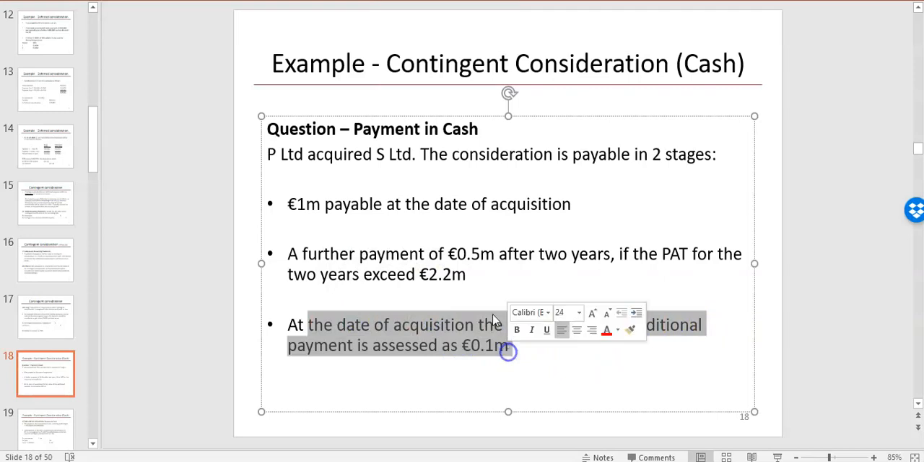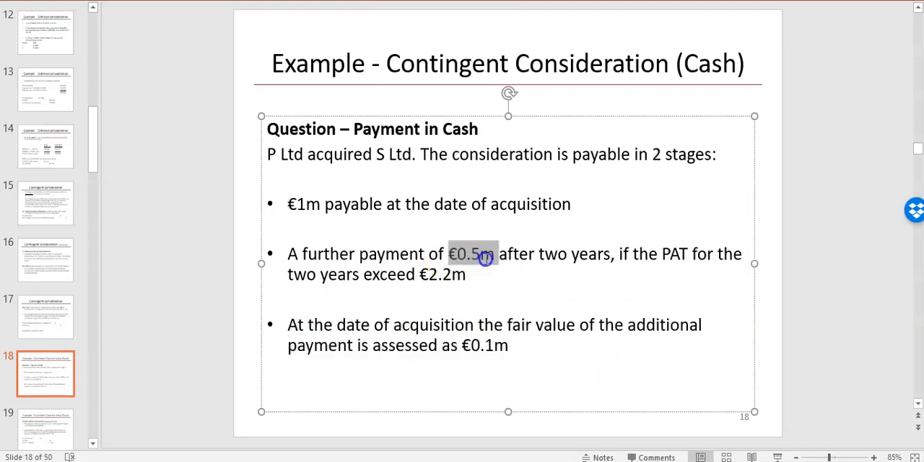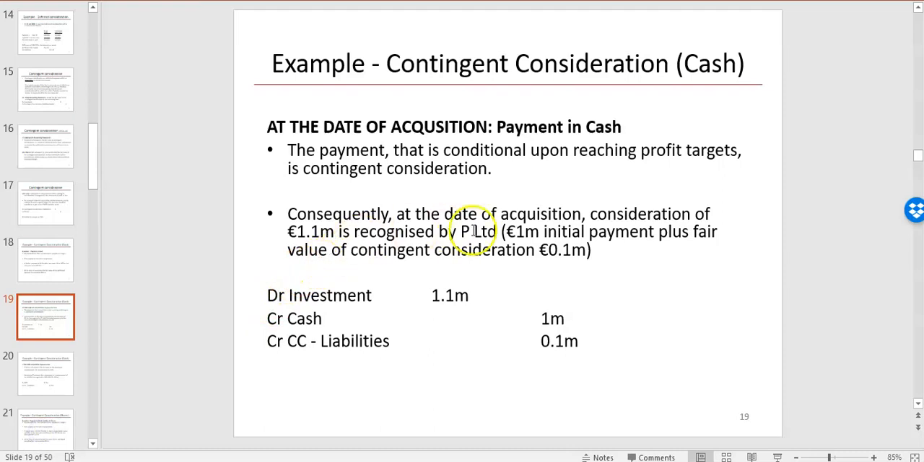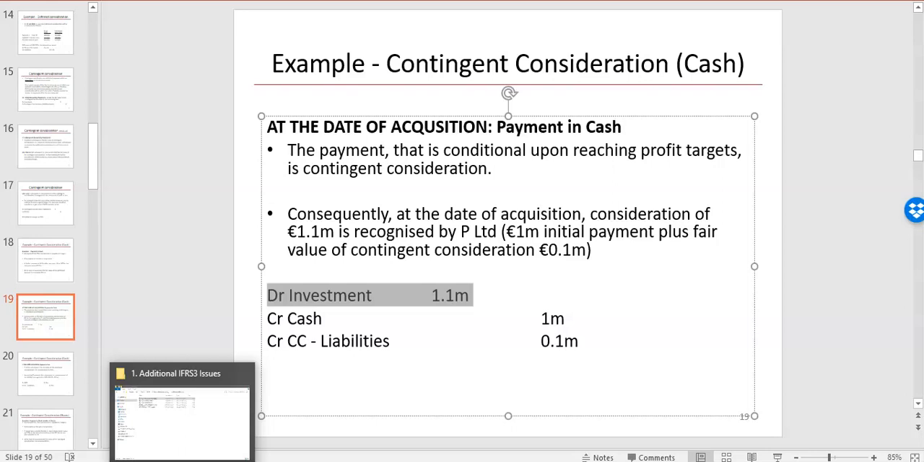So even though the payment could be $500,000, because it's 2 years out, there's time value of money, and also because it may not be guaranteed, you're going to reduce the fair value of it because there's chances that it won't actually be received. It's not guaranteed. So at the date of acquisition, the fair value of the investment will be 1 million cash and 100,000 contingent consideration. So in your P limited accounts, you have an investment of 1.1 million, which you will then use to calculate your goodwill.